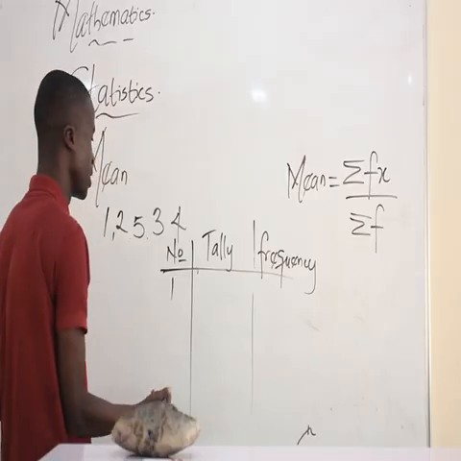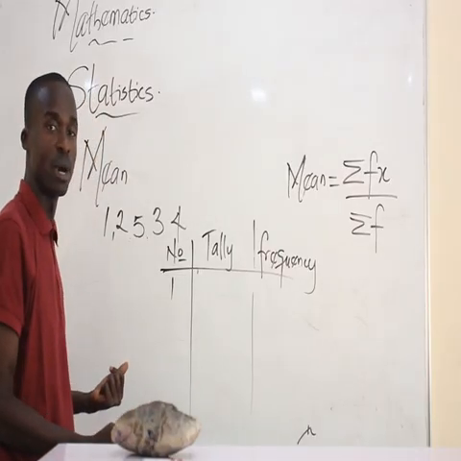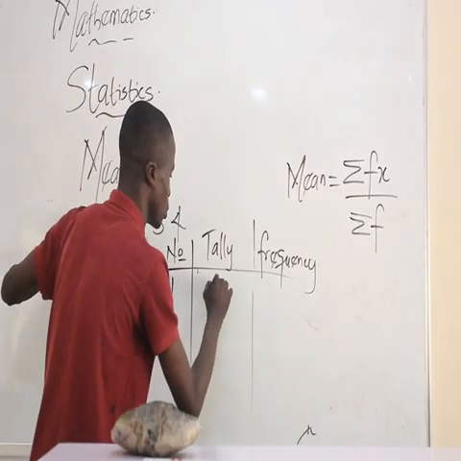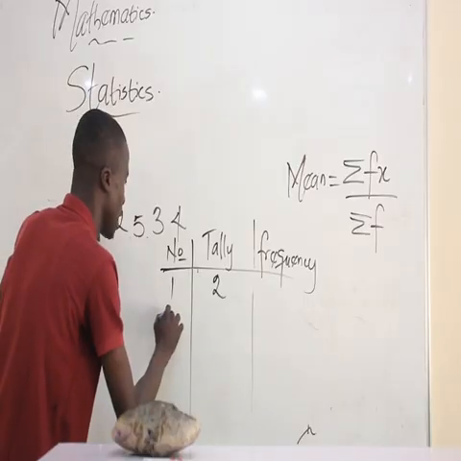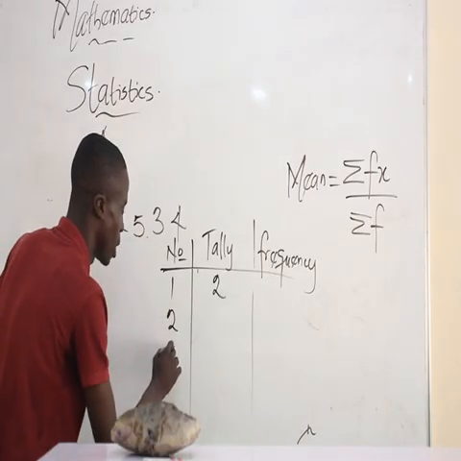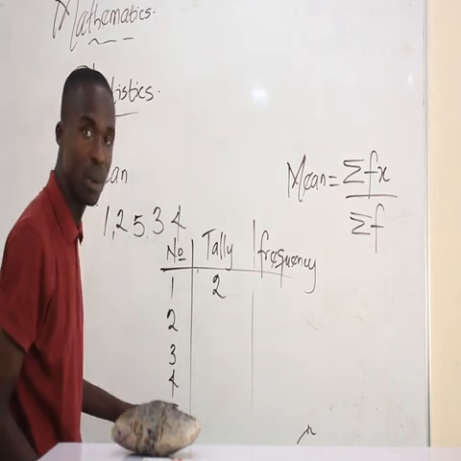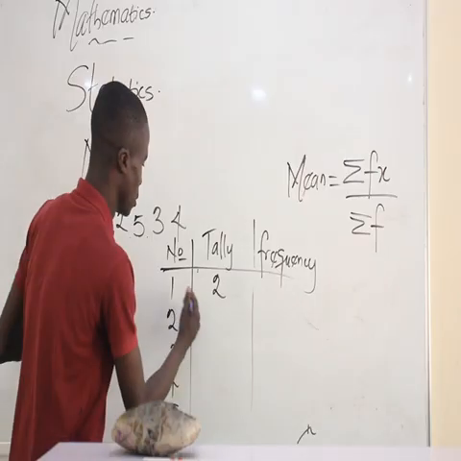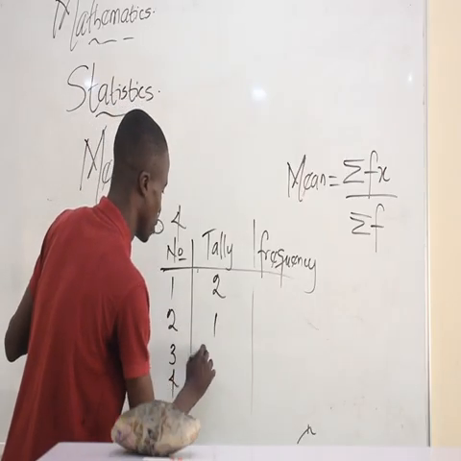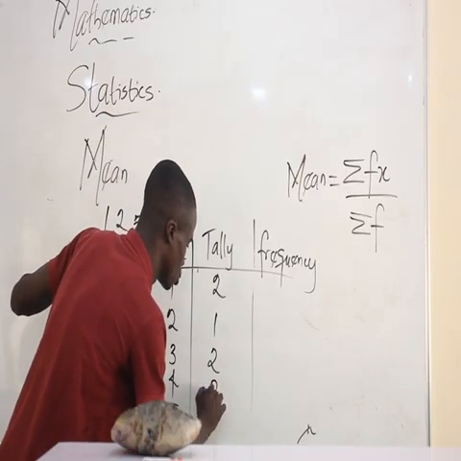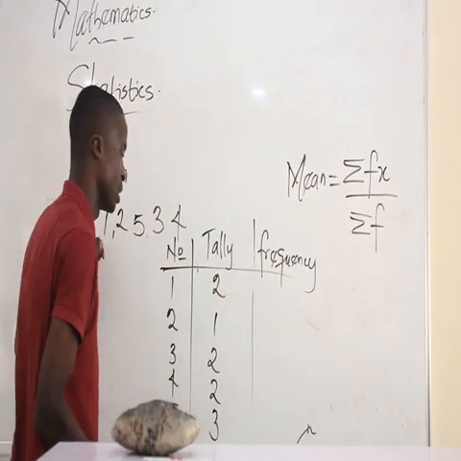Now, depending on the value you are giving, imagine we are giving 1, the number of times we have 1 to be 2. The number of times we have 1, 2, 3, 4, and 5. These are the number of items we're given. Now, the number of 2, you have 1. Number of 3, you have 2. Number of 4, we have 2. Number of 5, we have 3.